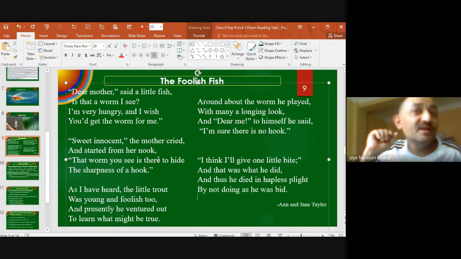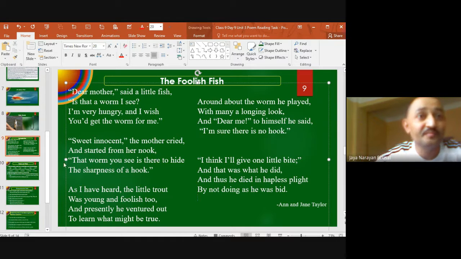That worm you see is there to hide the sharpness, an auditory image. We can hear the whole sentence. We can hear that mother is telling these things. We can hear the baby is asking the mother to face the feast, right? Okay, this is how we got through the poem. We understood it in different ways, right?